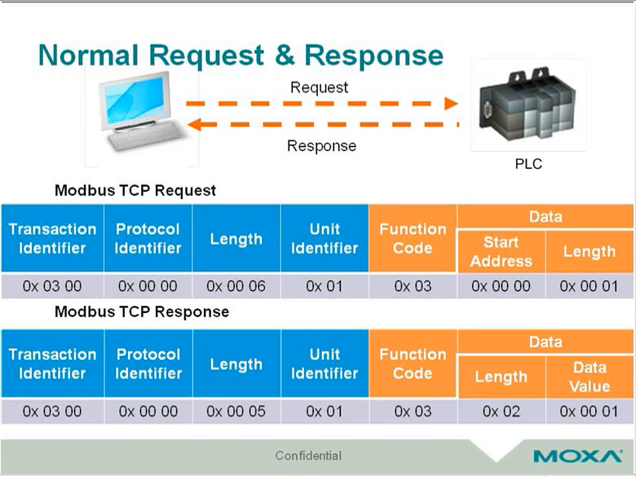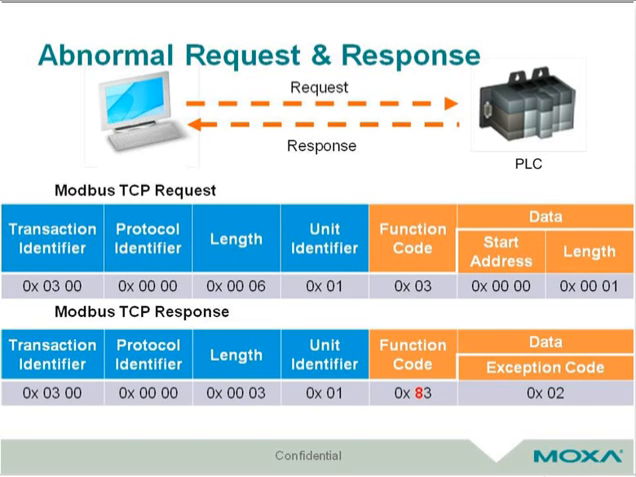The transaction ID is a random number to identify the pair of request and response. And the protocol ID 00 means Modbus protocol. The length field shows the number of bytes of the following fields, including the unit ID, function code, and the data. And the unit ID indicates, if this request is passed to other physical media, which slave ID should respond to this request. This slide shows an abnormal response similar to the one on Modbus RTU that I have explained.